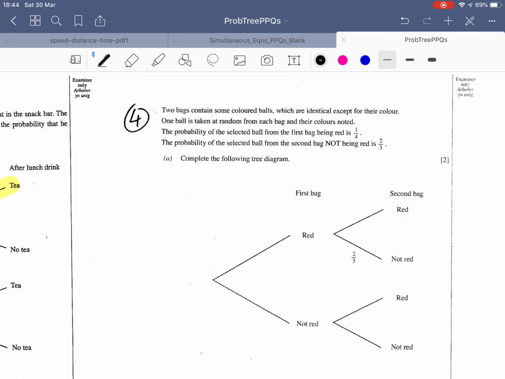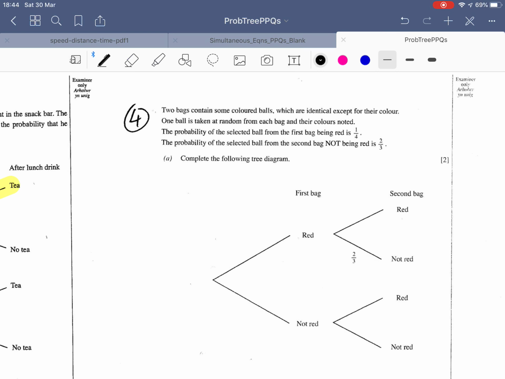Right, first one. We've got to calculate the probability that both balls are red. So we want red and red. So we're going to do 1/4 times 1/3. 1 times 1 is 1. 4 times 3 is 12. So it's 1/12.